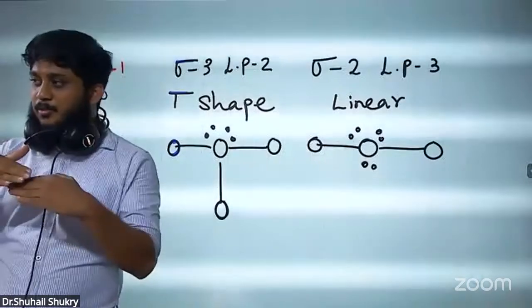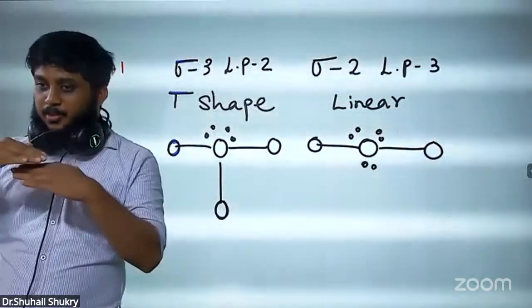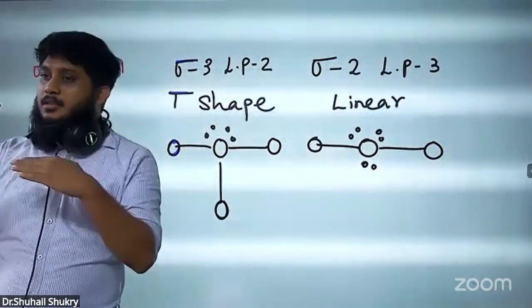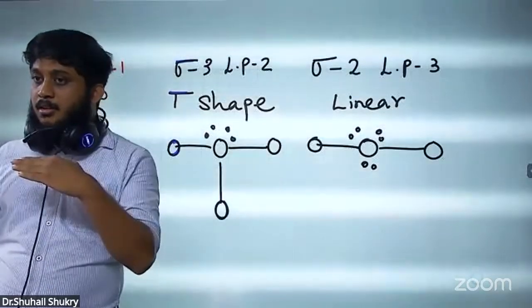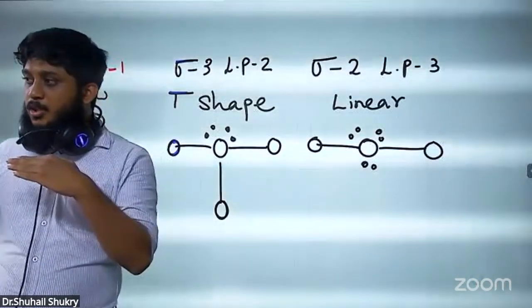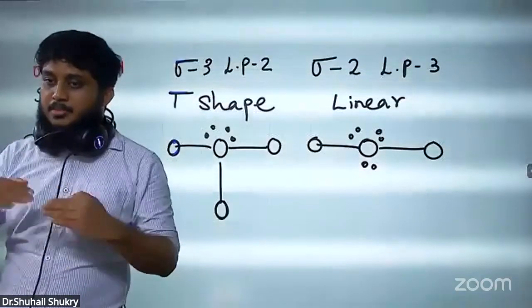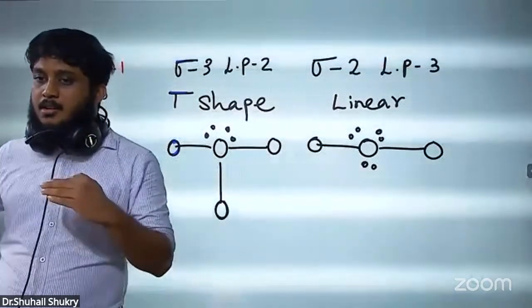Then sigma 5. Don't think it's difficult, it's easy. Sigma 5 we have to come. Then from sigma 5, sigma 4 lone pair 1, sigma 3 lone pair 2, sigma 2 lone pair 3. Then sigma 6 comes. Sigma 6 means sigma 5 lone pair 1, sigma 4 lone pair 2.